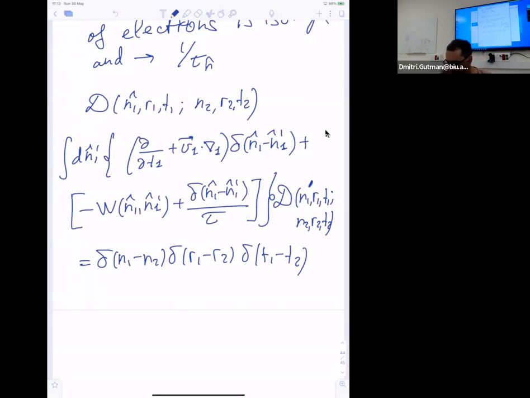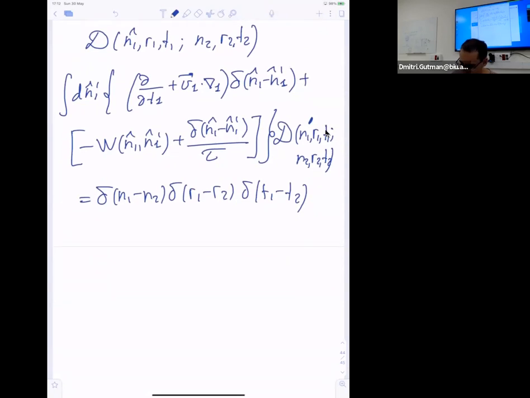Why n1 prime? Because this is an integral operator. Now you do some elementary algebra. I did it in my notes. I will not do it here. I just wrote everything. Just straightforward computation.